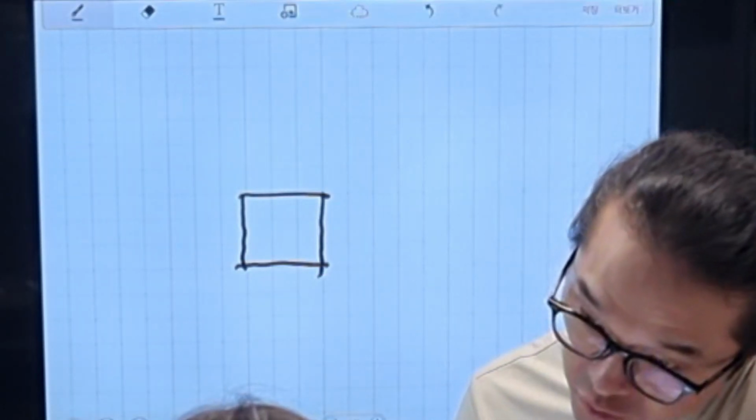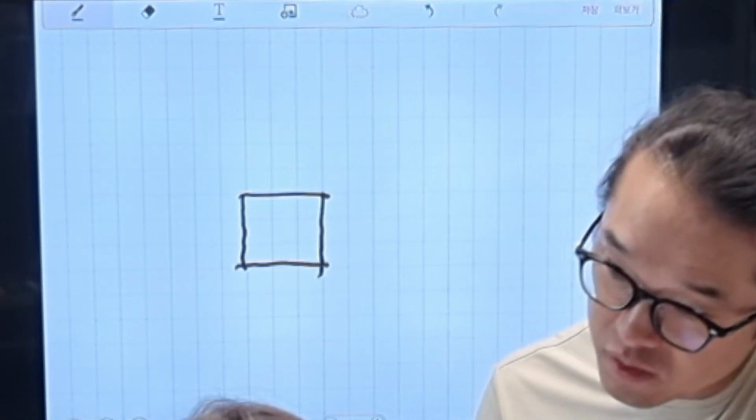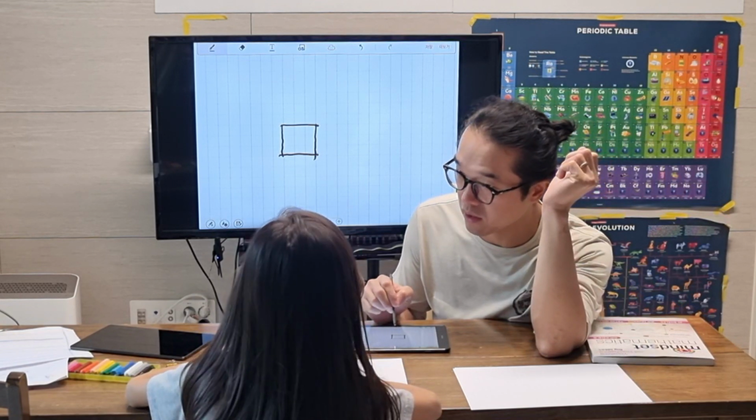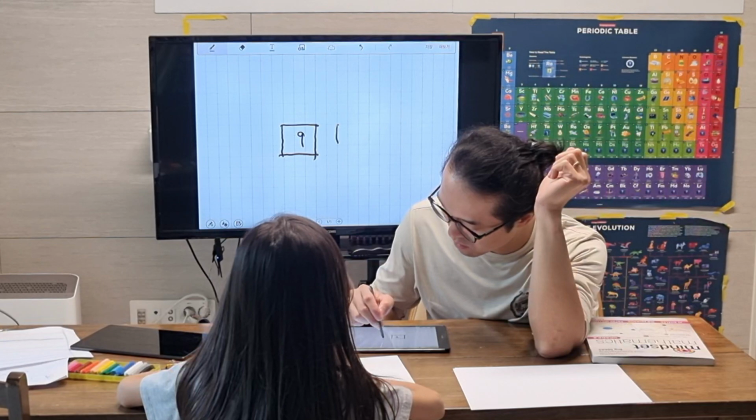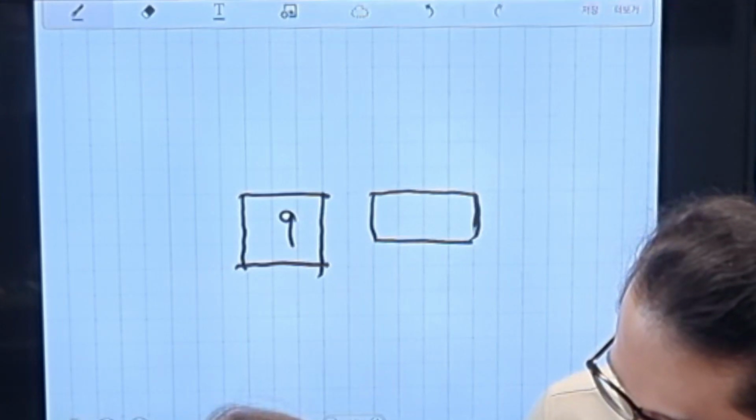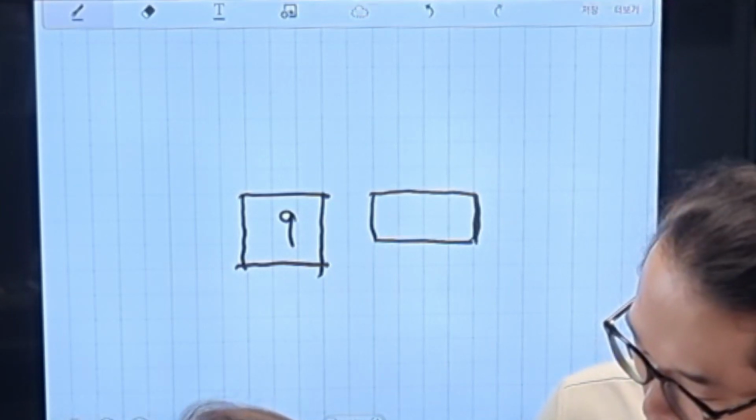Can you calculate the area of this rectangle? How many squares does this rectangle have? 9. Then, can you calculate the area? 8. That's right, that's good.